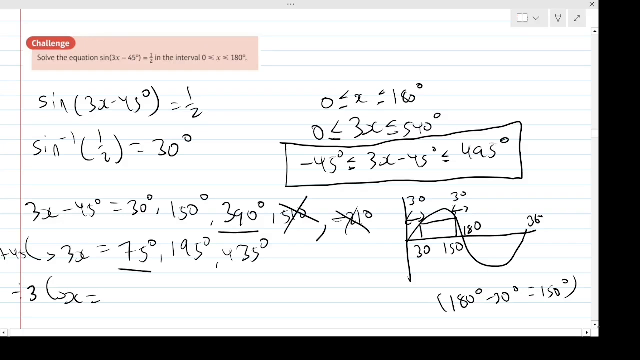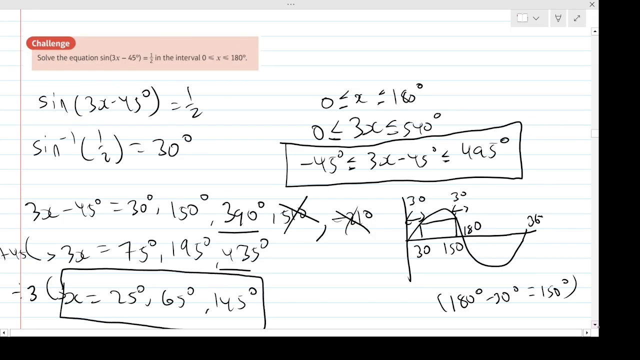And then 75 divided by 3 is 25. 195 divided by 3 is 65. And 435 divided by 3 is 145. And those are my values and solutions for x.